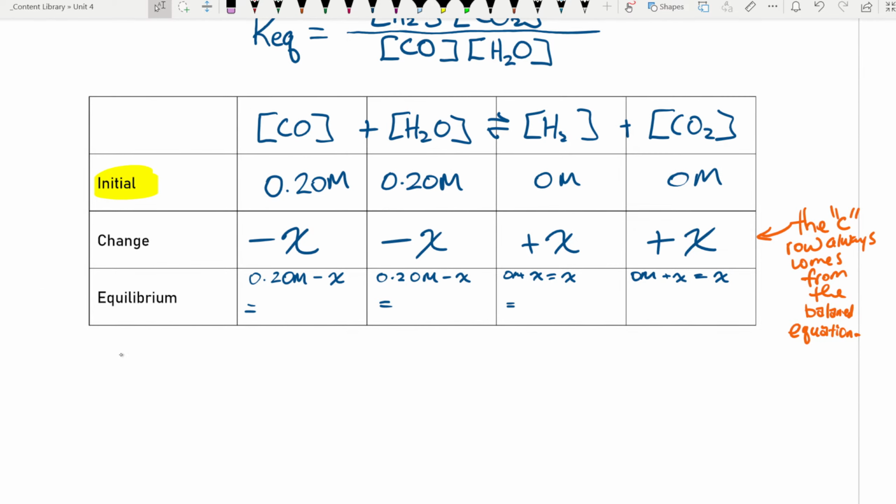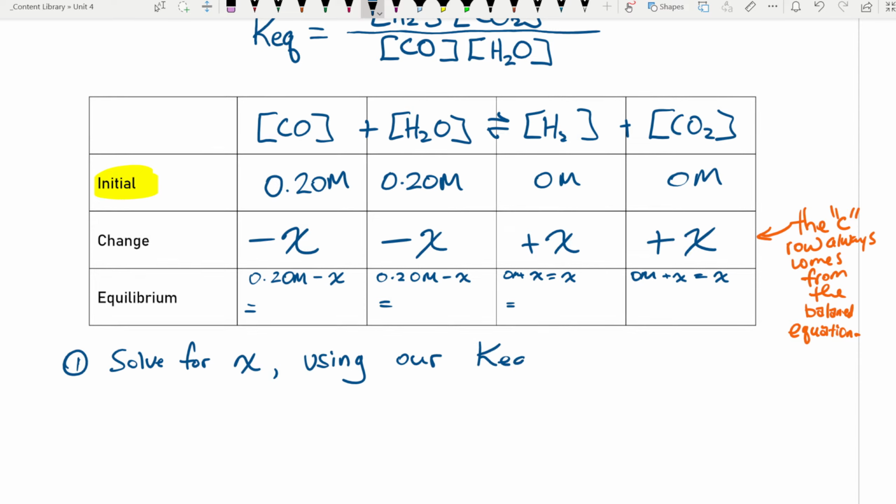Now, we've got to solve for X. How do we solve for X? Well, the last one was pretty easy. This one, not so much. This one's pretty tricky. But we're going to solve for X using our Keq equation. Does that make sense? We are going to have to substitute these into the Keq equation. Is that going to be fun? I mean, I suppose it depends on your definition of fun. I think it's going to be fun.